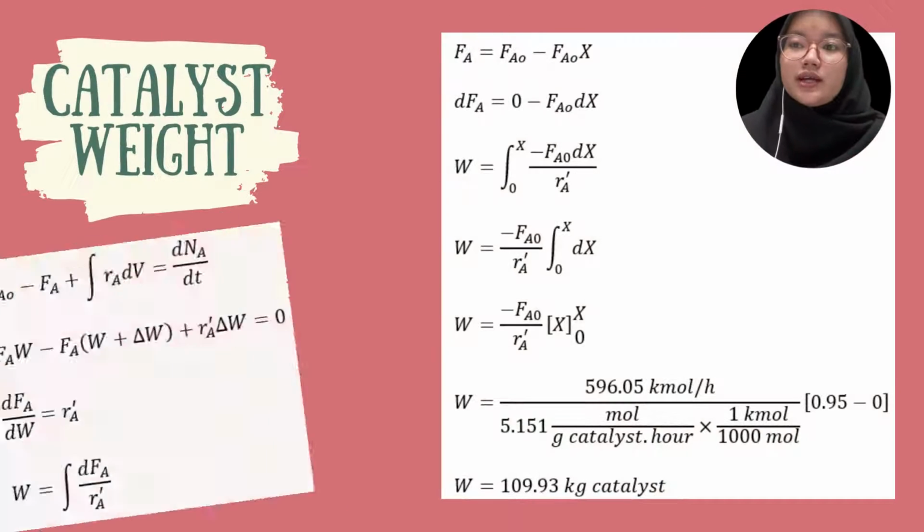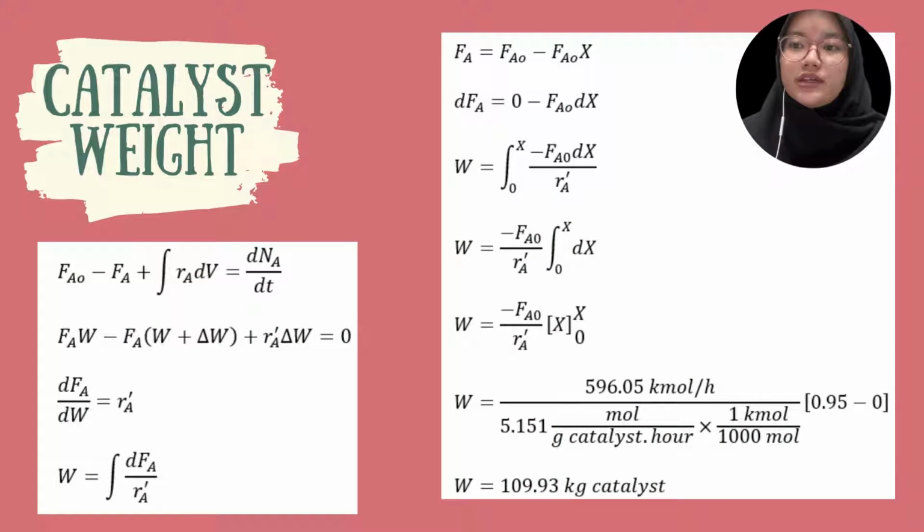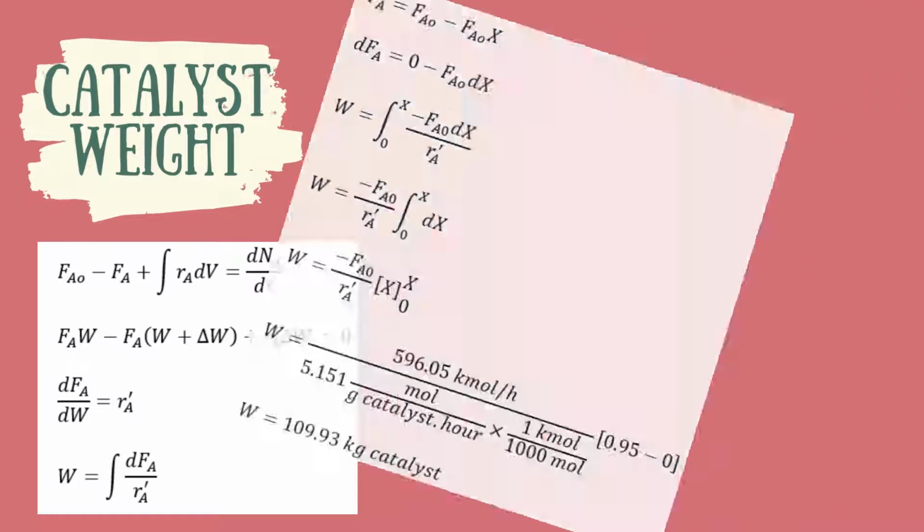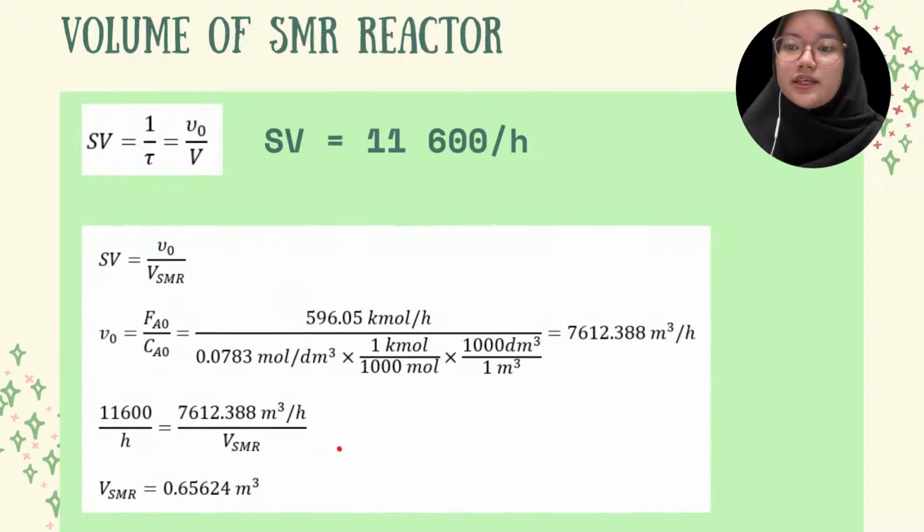The equation used to calculate the weight of catalyst is derived based on the general mole balance equation. Hence, we obtain the weight of catalyst used in this reaction is 109.93 kg of nickel oxide. The volume of SMR reactor is calculated by using the space velocity of the reaction. Here, the equation is space velocity is equal to volumetric flow rate over volume of reactor.